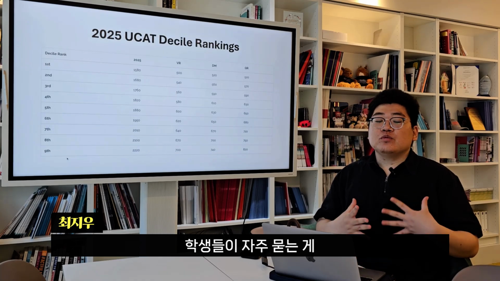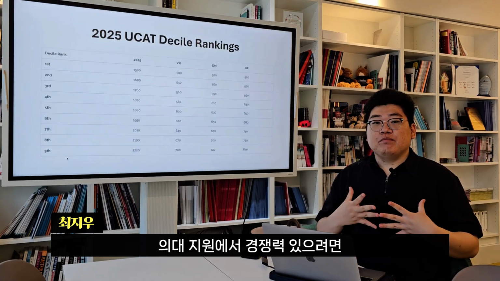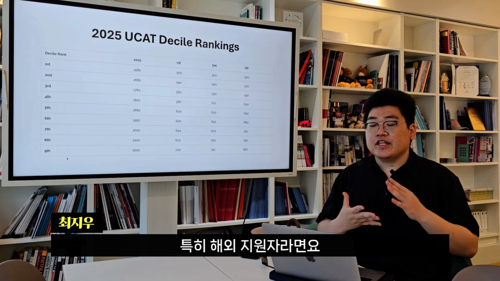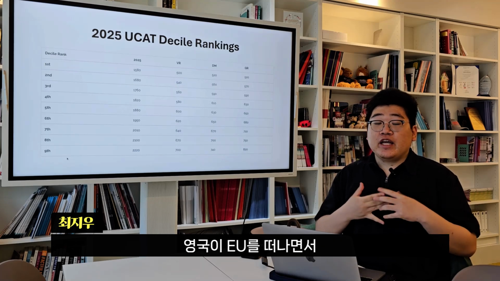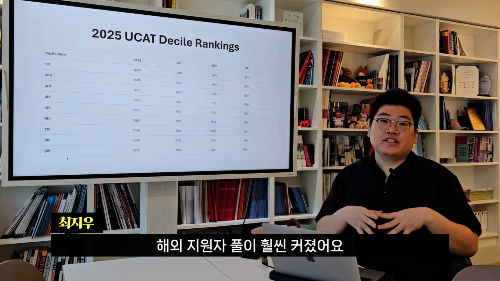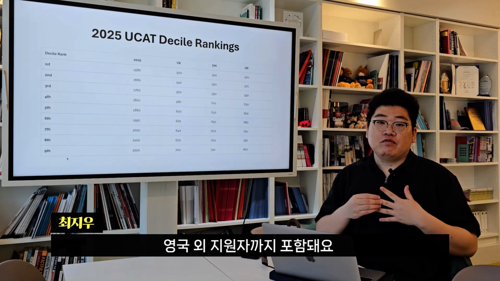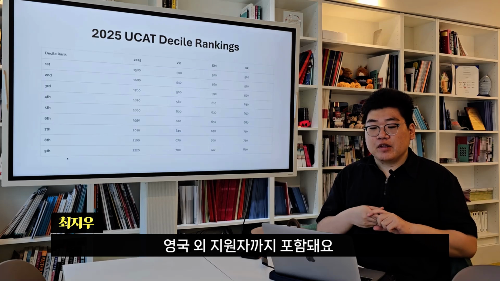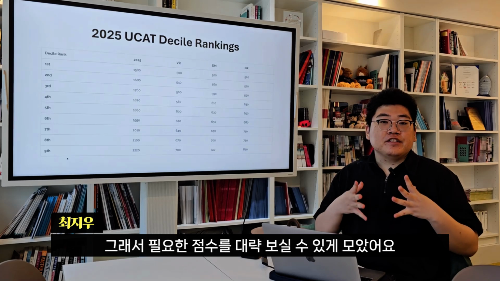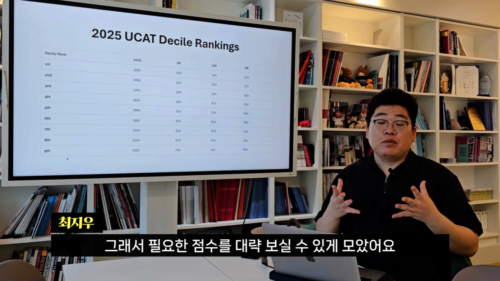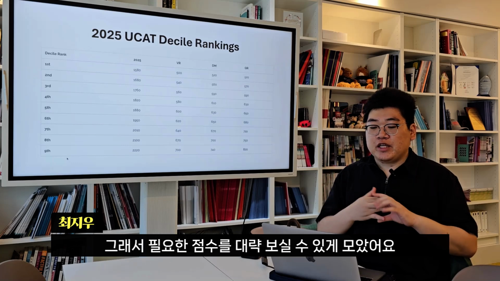So some students just want to know what score do they need to be competitive for medical school applications, especially as an overseas candidate. And with the UK leaving the EU, the pool for overseas candidates has grown a lot more. So now it includes people from the EU as well as people from the rest of the world aside from the UK. So I've just compiled some data points to give you a rough idea of what scores you need to be competitive for medical school applications.